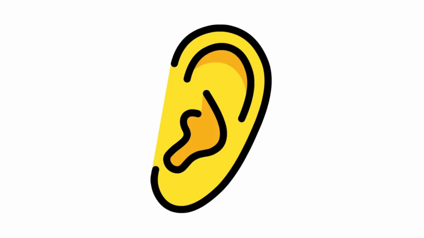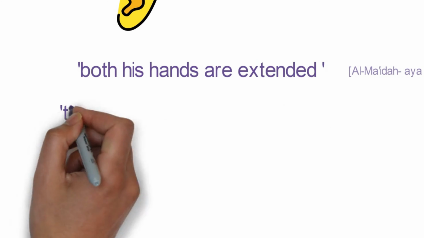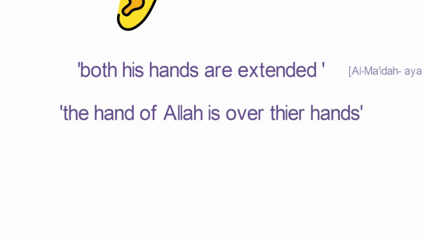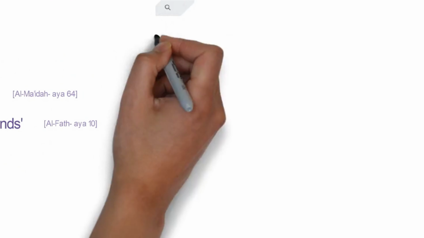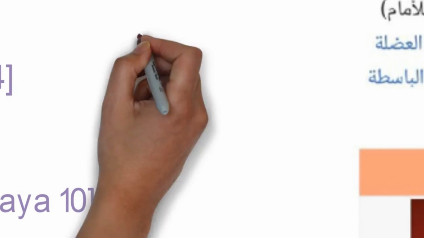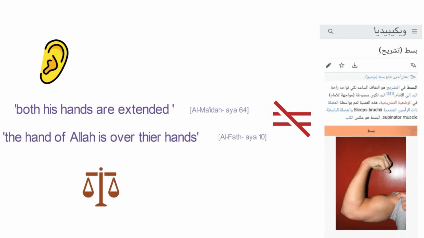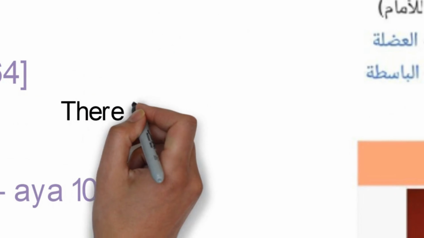When you hear verses in the Quran speaking about Allah's hands, for example, both his hands are extended, or the hand of Allah is over their hands, don't ever measure your creation as this picture of the biceps supination with today's topic, with Allah's presence. As He says, لَيْسَ كَمِثْلِهِ شَيْءٍ, meaning there is nothing like Him.